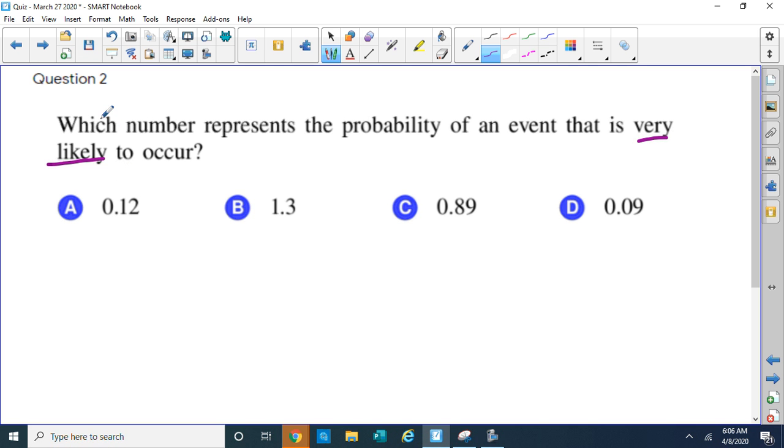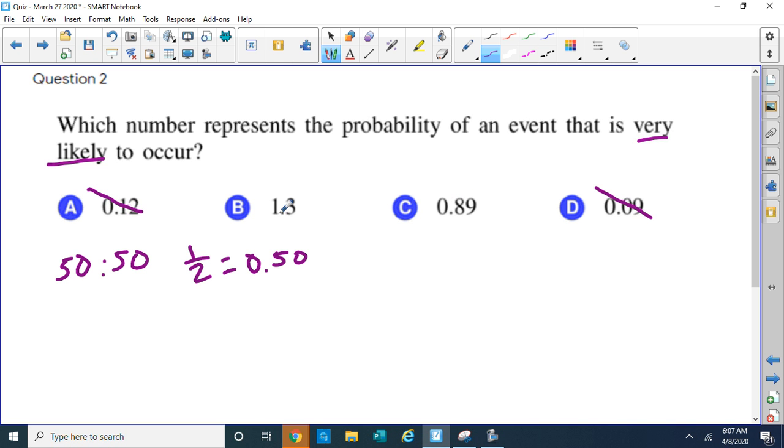So if you remember the term 50-50, that means a half. And a half would be 0.5 or 0.50. That's where the 50 comes from. So 50-50 means it could happen, half the chance it would happen, half the chance it wouldn't happen. So very likely means it's got to be better than 50%. So I'm going to get rid of A, and I'm going to get rid of choice D, because those are not even 50%. So my answer is going to be either B or C.